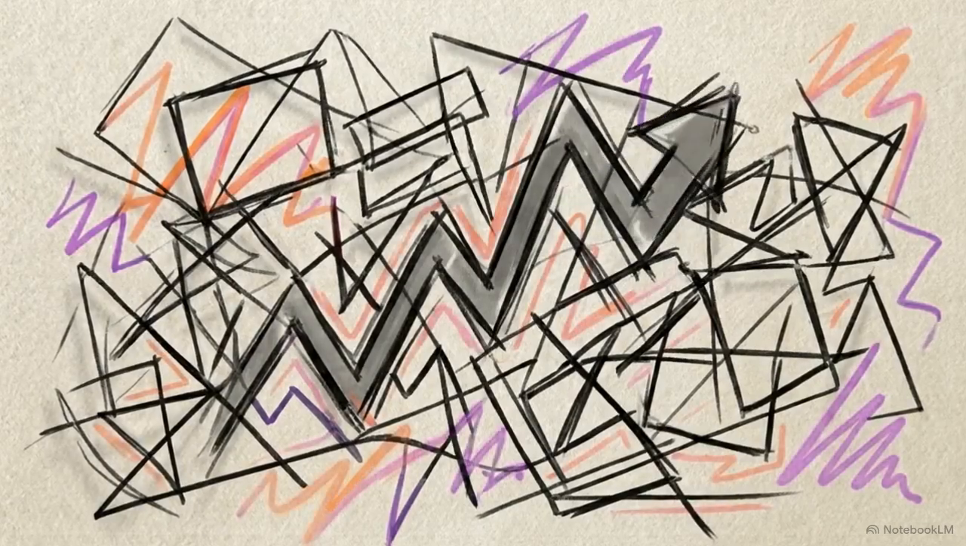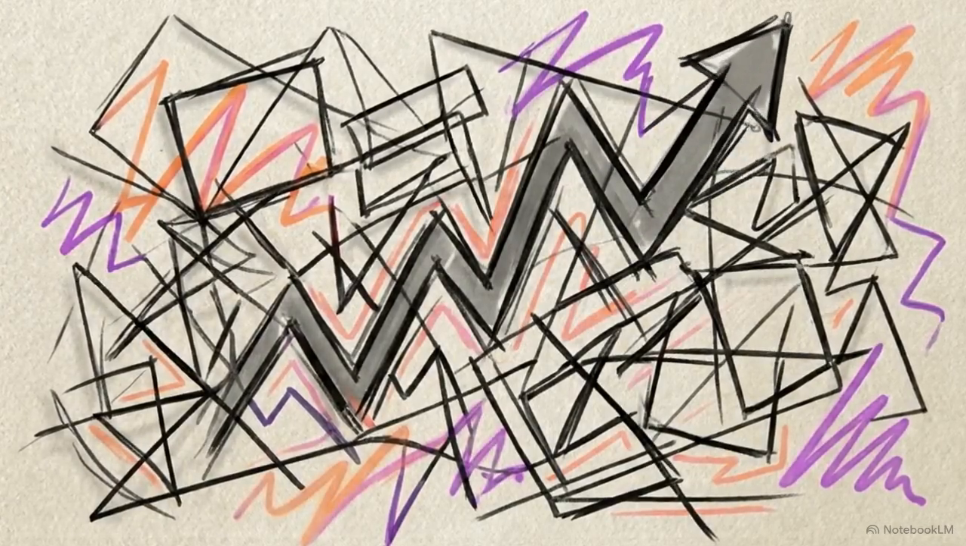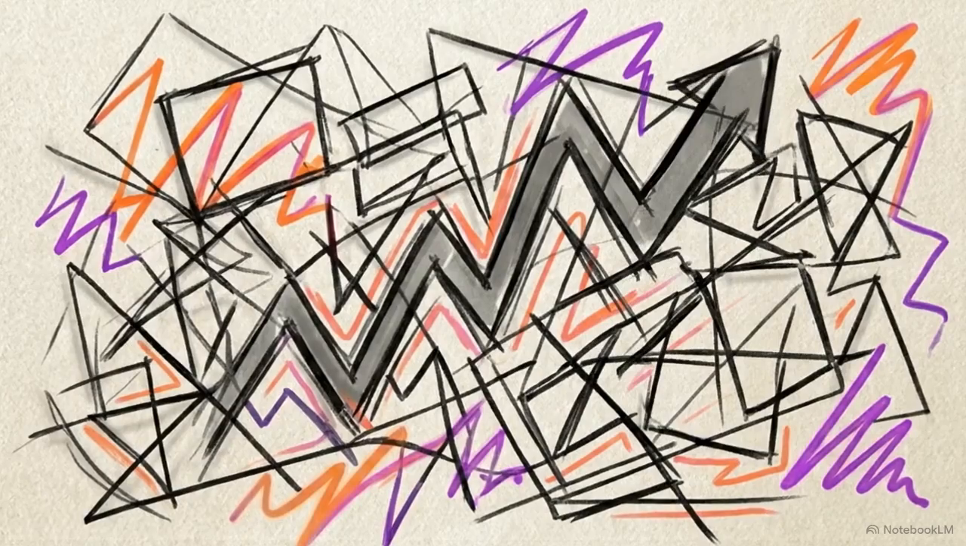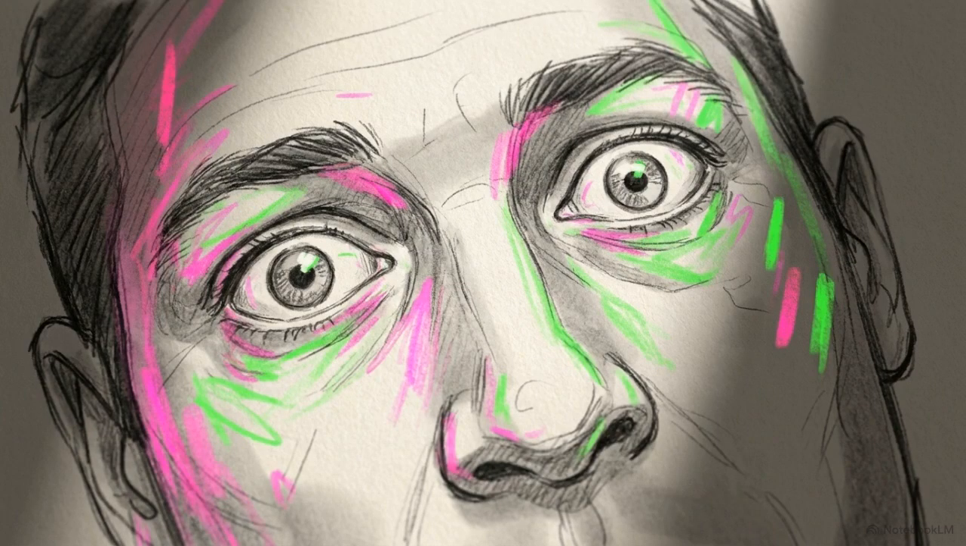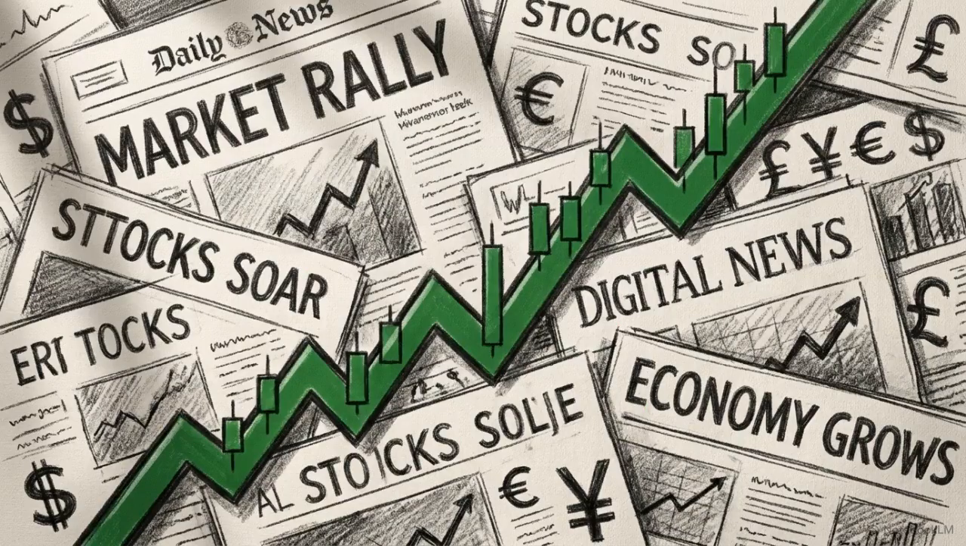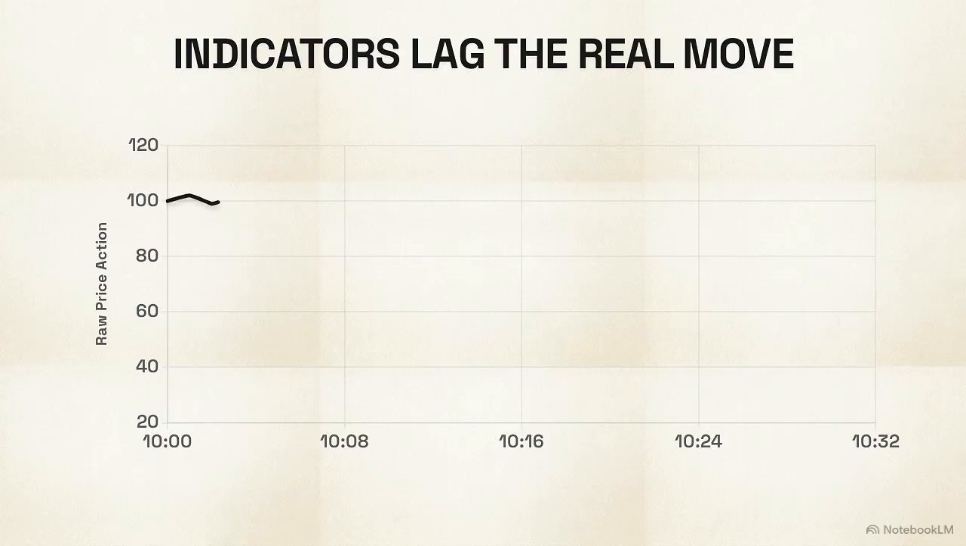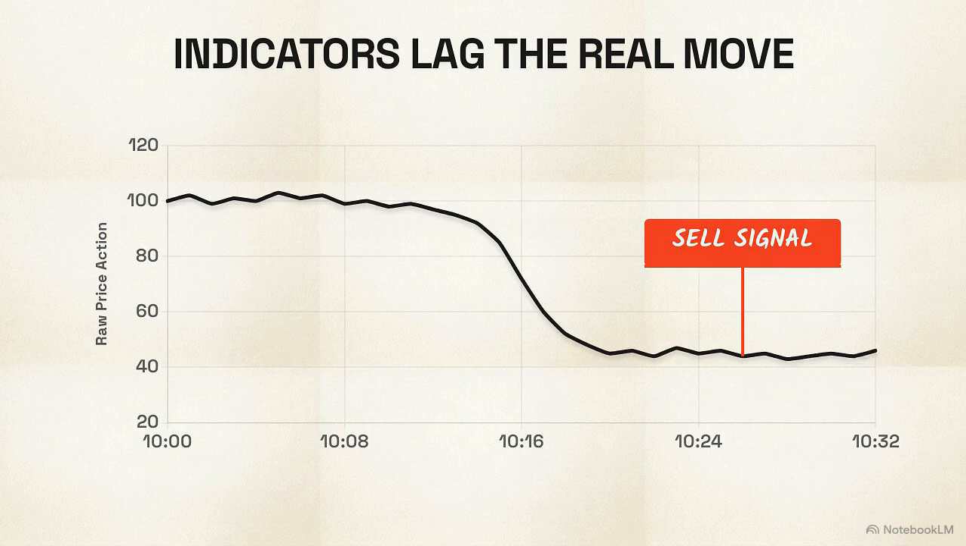Let's clear something up right away. You do not need a screen covered in 50 neon lines to be a successful trader. In fact, that clutter is probably holding you back. In the Forex market, the raw price action already reflects every piece of available information. By the time a complex lagging indicator flashes a signal, the move has often already happened.